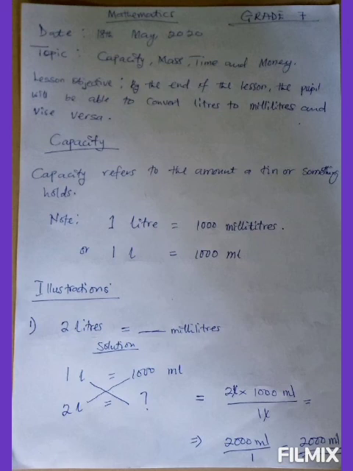Today, I want us to look at a new topic, which is capacity, mass, time, and money. We are going to take all of them one after the other, but I want us to look at capacity first. Then, as time goes on, we look at mass, we look at time, and then we look at money.